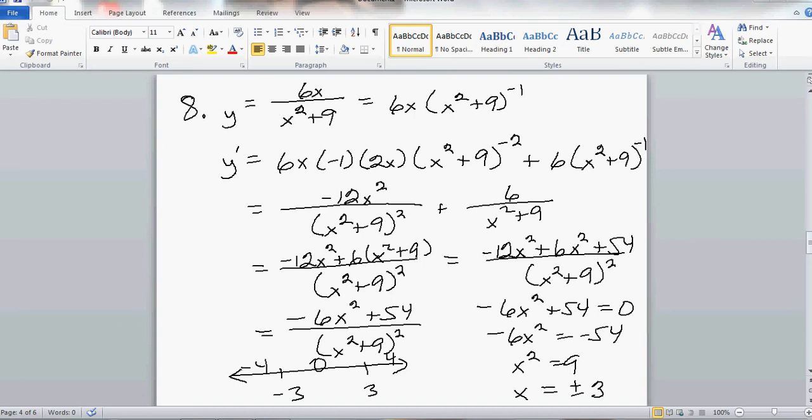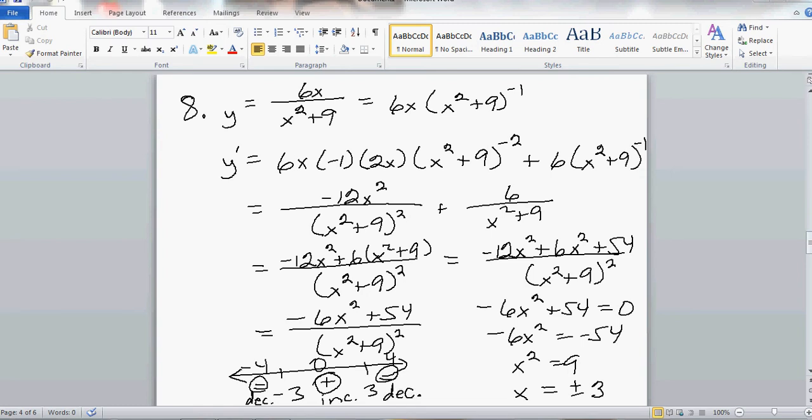Well, I know the denominator is positive, so it doesn't really matter. I'm always going to be positive there. What matters is up here. Plugging in 0, I get 0 plus 54, positive. So positive over positive is positive. If I plug in 4, negative 6 times 16 is negative 96? Negative 96 plus 54 is negative. And negative 4 is going to give you the exact same value because all that happens is this squares and it ends up being exactly the same. So this is negative. So this means this is decreasing, this is increasing, and this is decreasing.